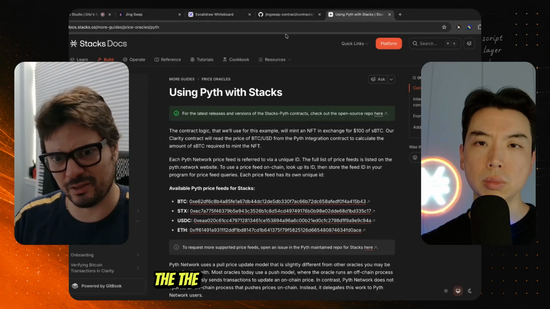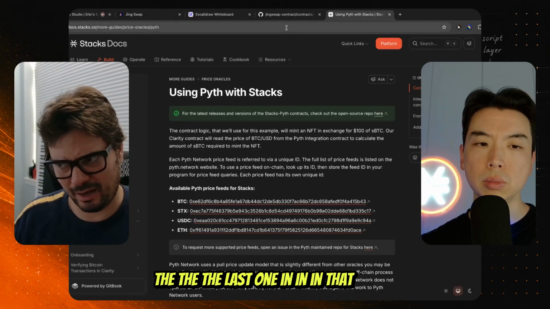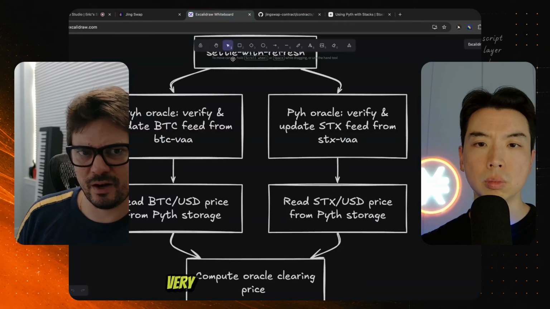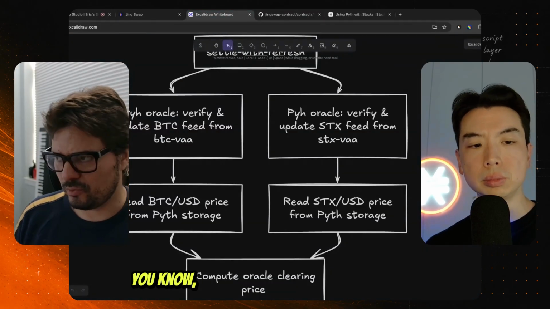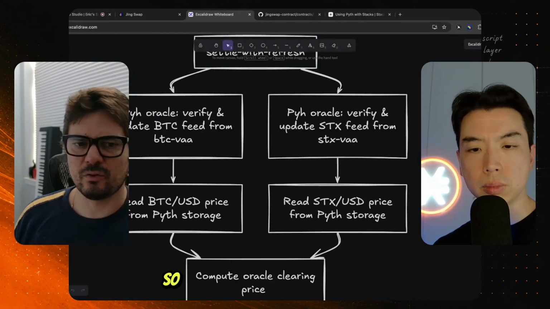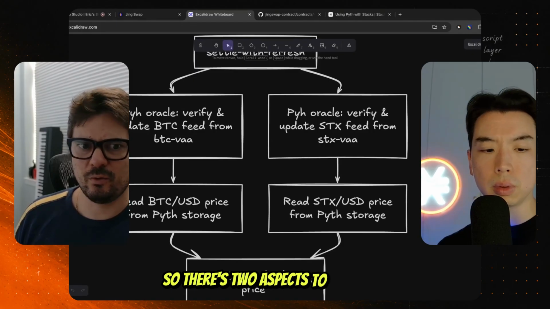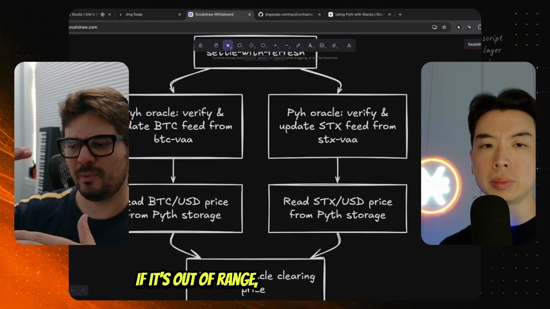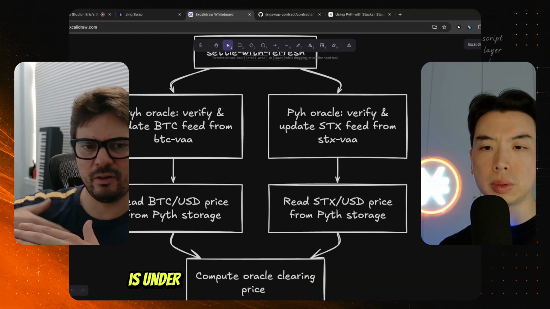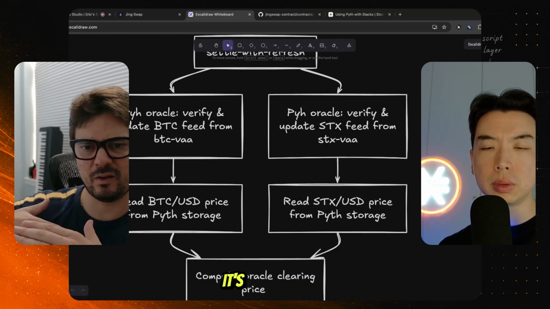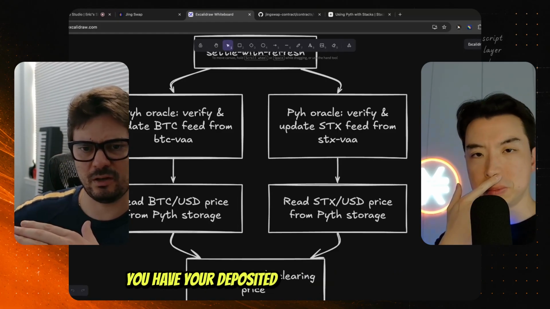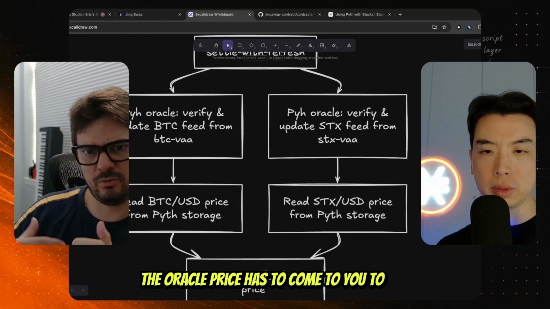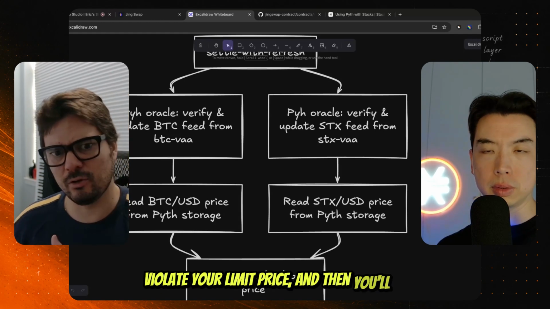The last one that I did is obviously the user's limit, which makes me very confident I can sleep at night. The user is going to set their limit. So there's two aspects to it, right? The limit can be in range or out of range. If it's out of range, meaning your limit price is under the Oracle price, so currently it's not settling. You have deposited your amount, and then the Oracle price has to come to you to not violate your limit price, and then you'll be settled.